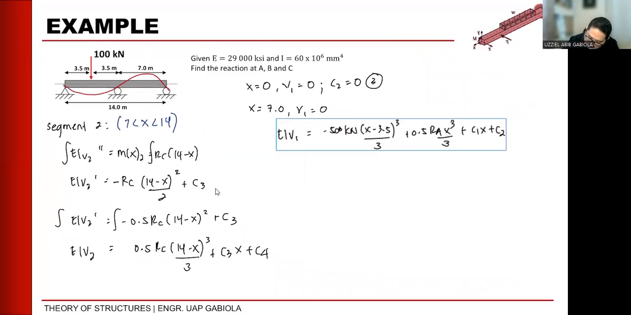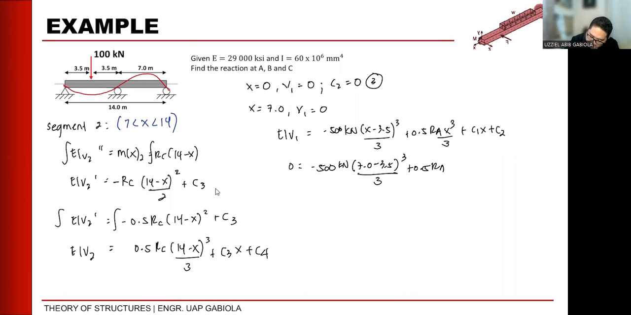Okay. So, dito natin i-substitute yun. So, this will be 0 is equals to negative 500 kilonewton times 7.0 minus 3.5 cube over 3 plus 0.5 RA. Then, this is 7.0 cube over 3 plus C1 times 7.0. And then, yung C2 natin will be 0 na, based from our third equation dito. So, ayan ang makukuha nating value ngayon. Ang magiging equation natin is in terms ni RA.